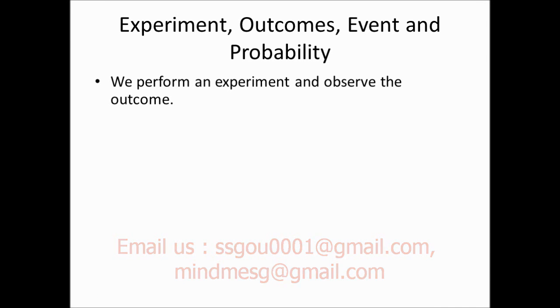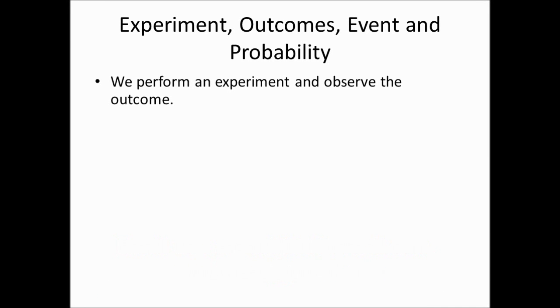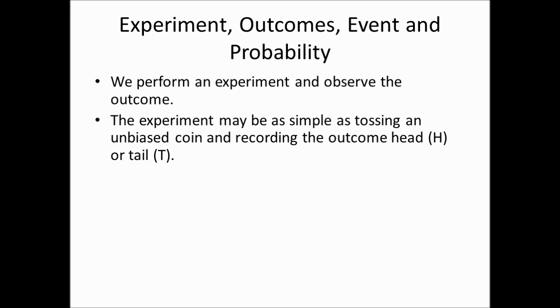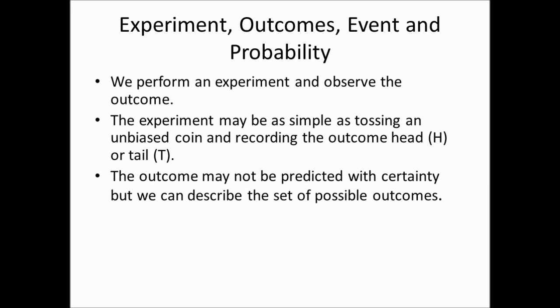In this module, we define experiment outcomes, event, and how to estimate probability of an event. We perform an experiment and observe the outcome. The experiment may be as simple as tossing an unbiased coin and recording the outcome, head, H, or tail, represented by capital letter T. The outcome may not be predicted with certainty, but we can describe the set of possible outcomes.